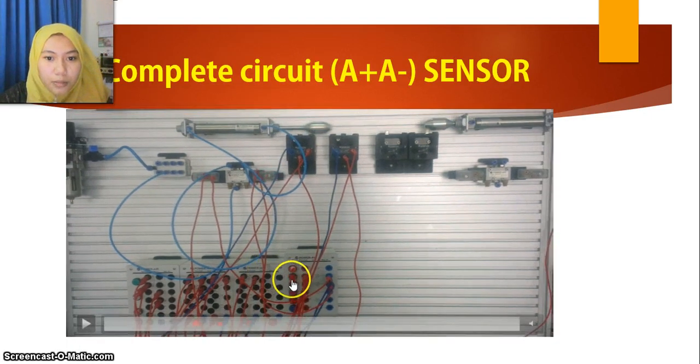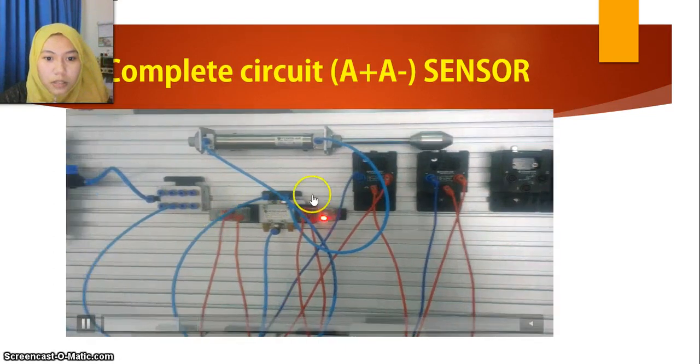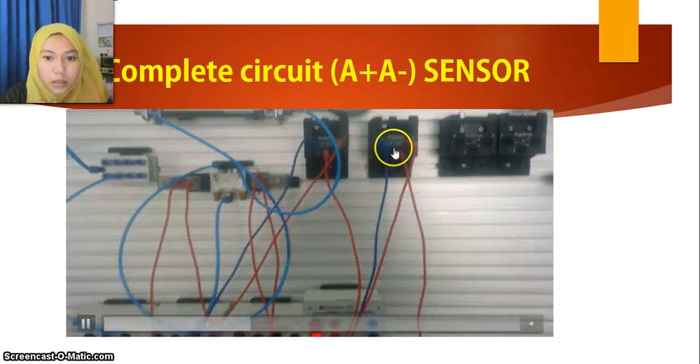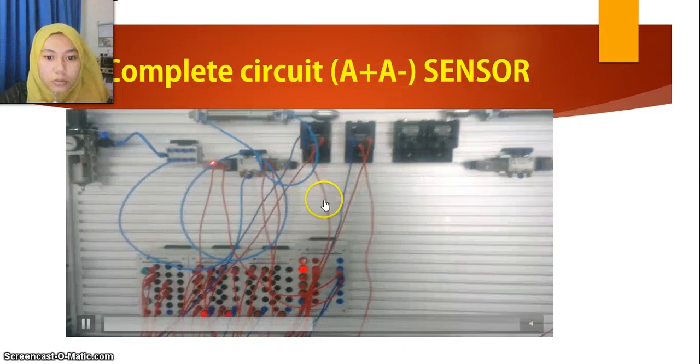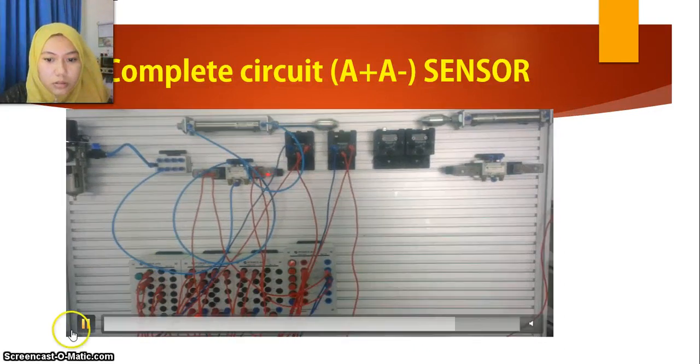You can see A plus, A minus, A plus, and A minus, sensor 1, sensor 2, and then extend and retract.